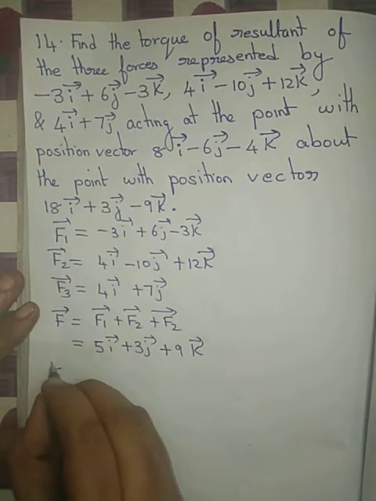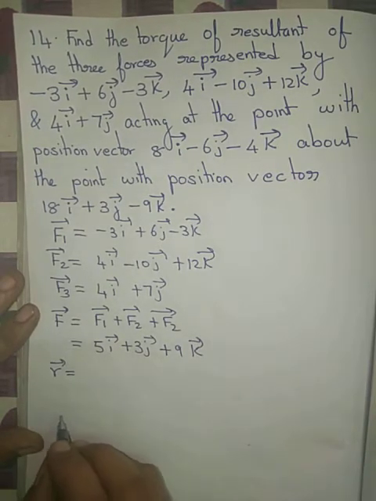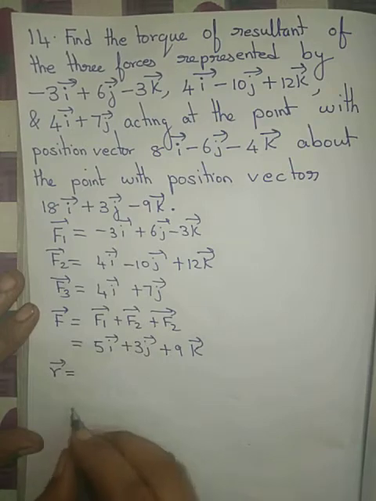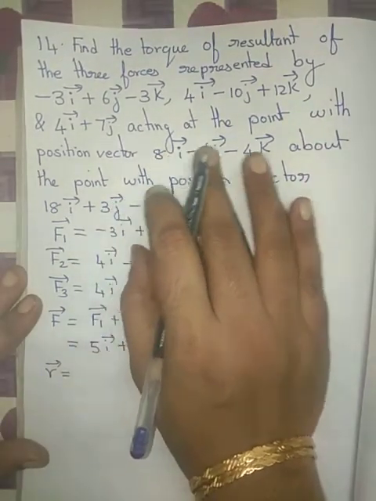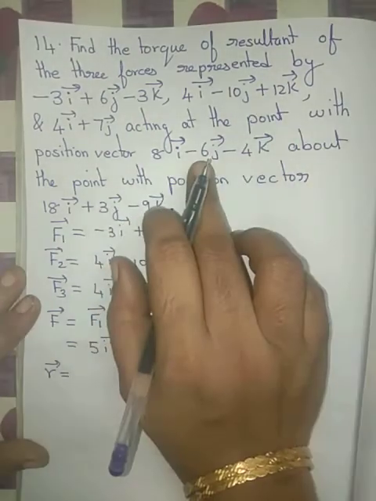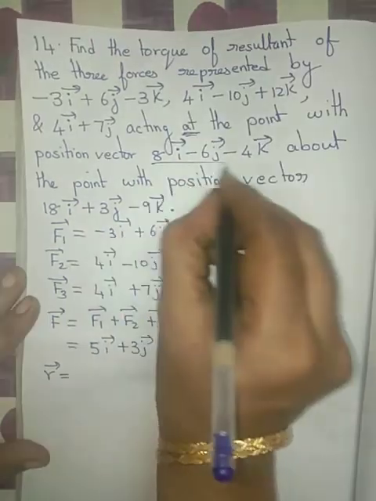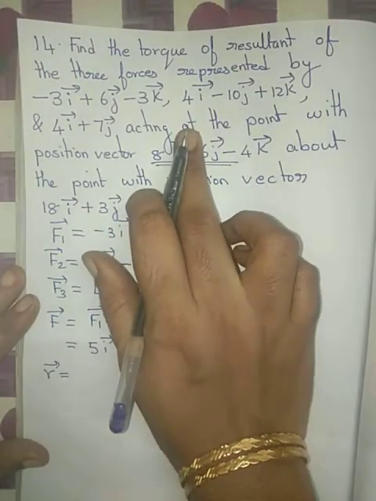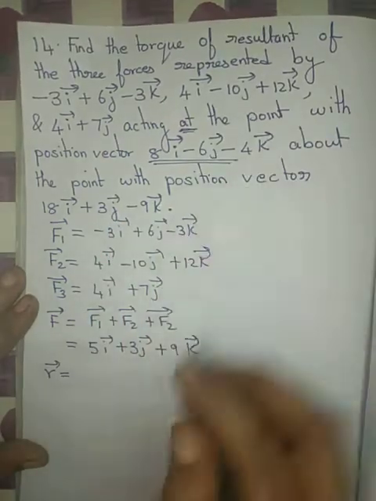Next I have to find out R vector. What is the formula for R vector? Through or at minus about. So let us read the wordings of the question. Acting at a point with the position vector. So at. So through or at. So in the vector now, first we have to write the vector that has the word through or at; that vector should be written first.